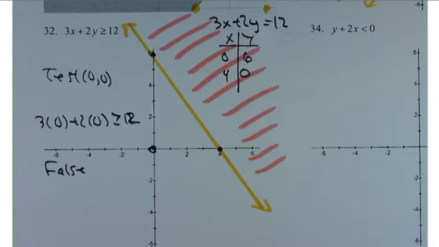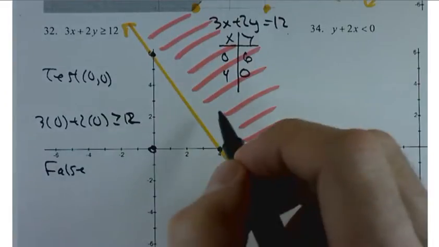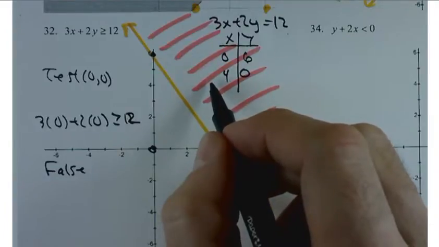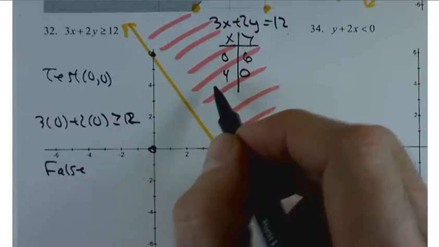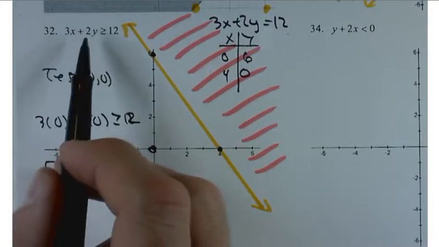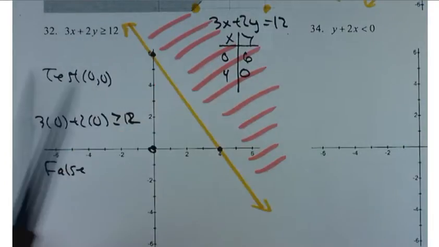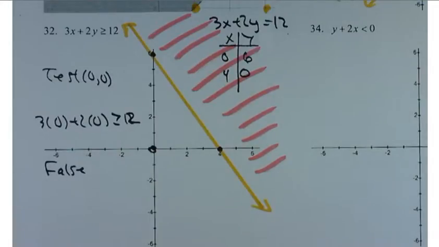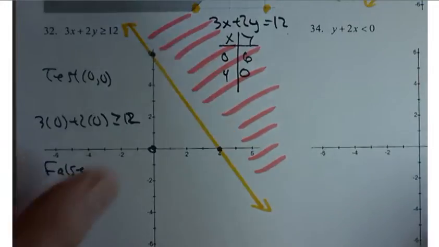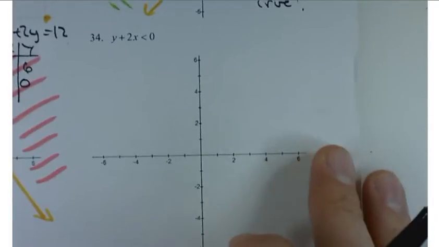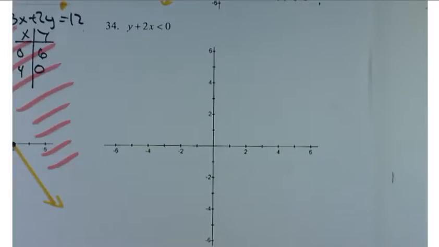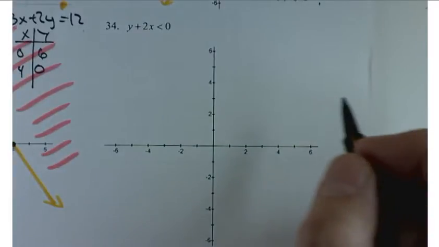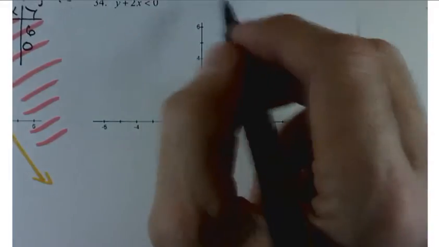What should happen if I happen to have picked a point up here? How should that test? Should be true, right? If you try 4, 4, 3 times 4 plus 2 times 4 is 20, and that's greater than or equal to 12. So, yeah, it's true. All right, here's a more challenging one. To start with, we need to graph the equation y equals negative 2x, or y plus 2x equals 0.